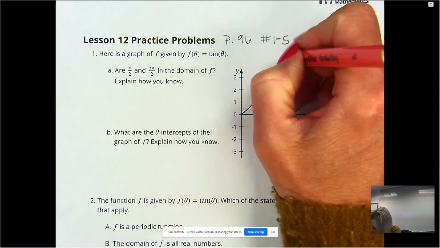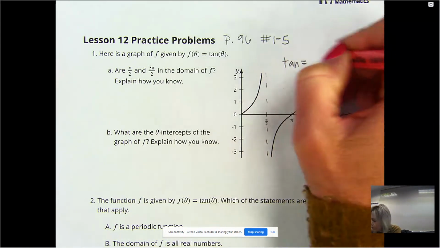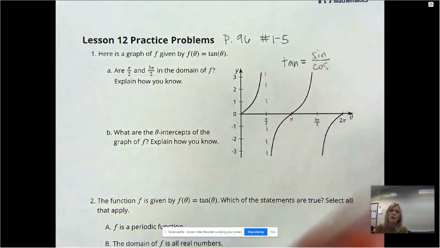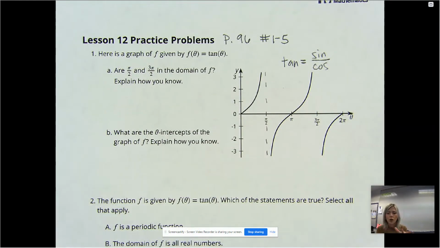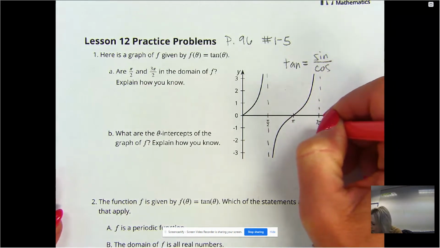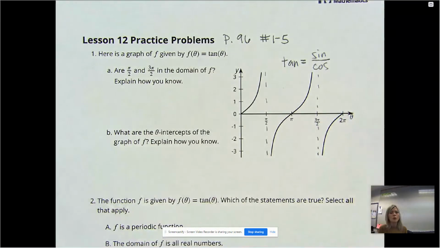And since tangent is equal to sine divided by cosine, whenever the cosine is equal to 0, then that value is not in the domain because dividing by 0 is undefined. And so at pi over 2, cosine is 0. At 3 pi over 2, cosine is equal to 0. And actually, those are where there are asymptotes on this function.